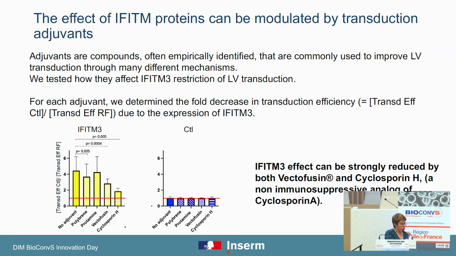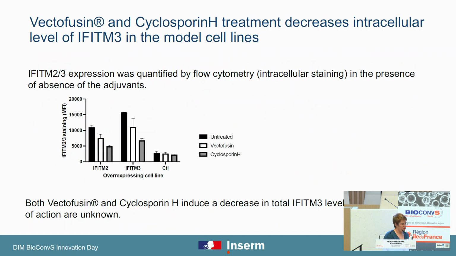I'm not going to go into detail. For each adjuvant, we calculated the fold decrease due to the restriction factor. And what we see in the graph in yellow is that some adjuvants, like polybrene and polyamine, if you don't do anything to the effect of IFITM3, there's a fold decrease of more or less 4 due to IFITM3. On the other hand, other adjuvants like vectofusin or cyclosporine H are able to limit the effect of the restriction factor. So they can be used to relieve the restriction due to IFITM3.